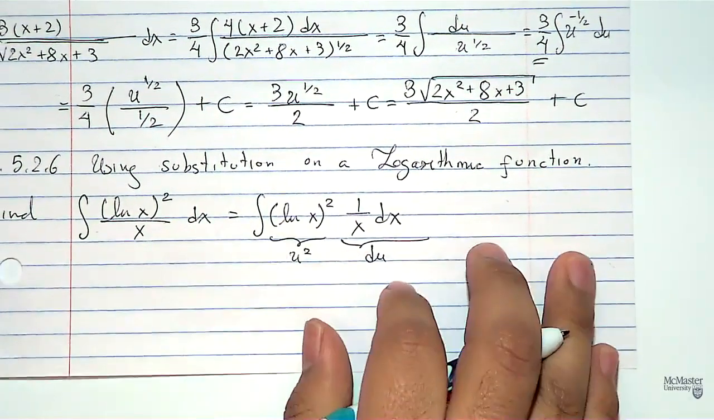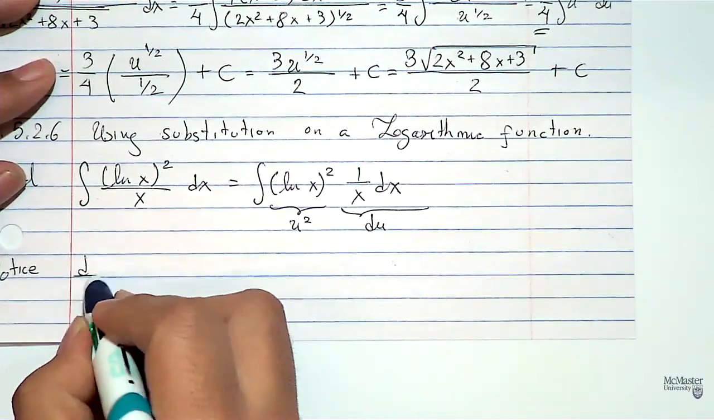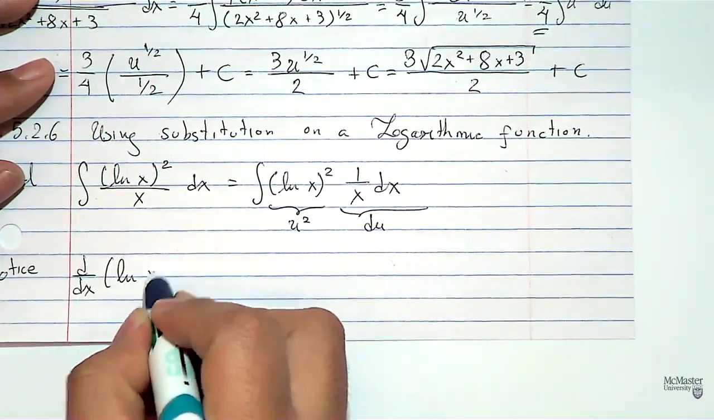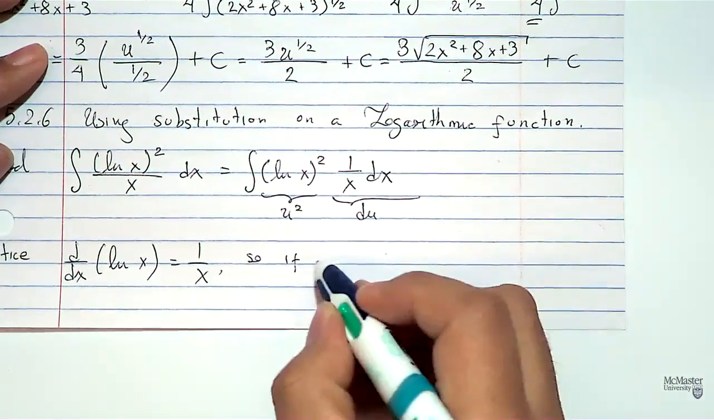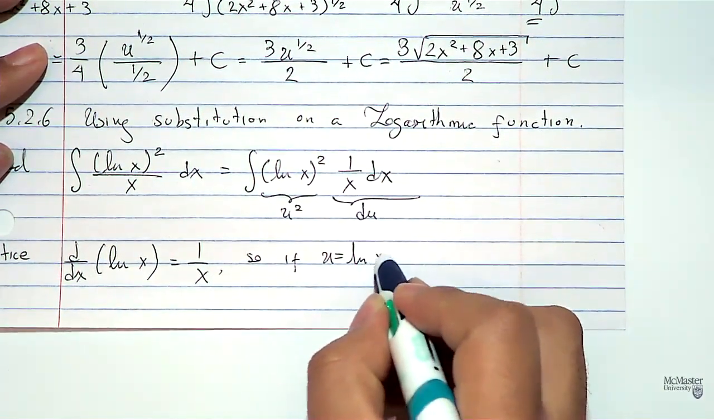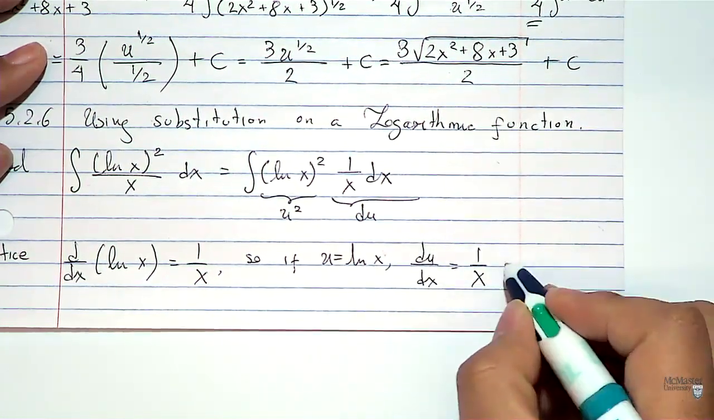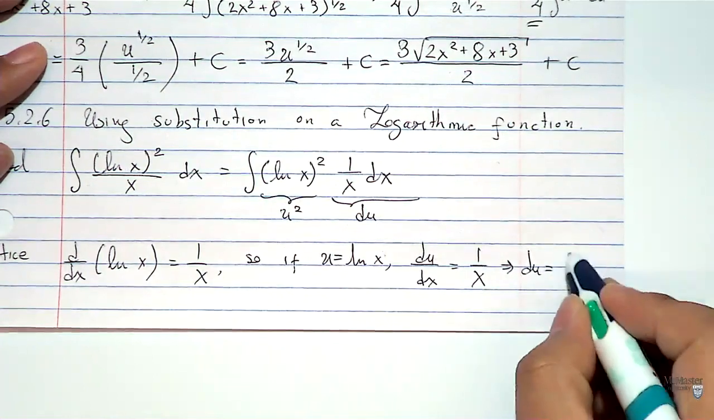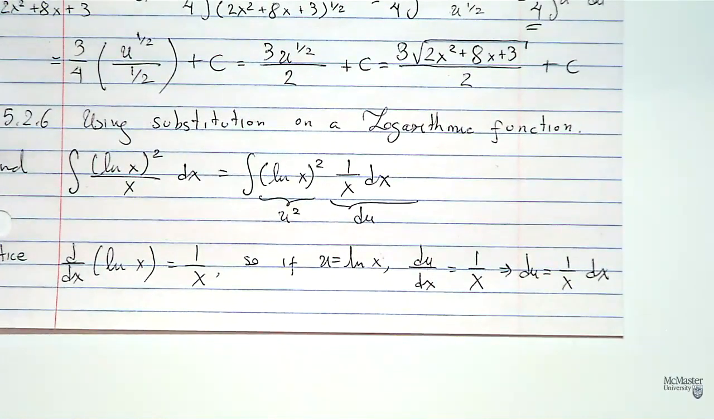All I'm trying to say is that you can notice that the derivative with respect to x of natural log of x is equal to 1 over x. So if you have u of the form natural log of x, du over dx is equal to 1 over x. Therefore du is equal to 1 over x dx. Again, I'm allowed to play with these du and dx because intuitively they are these delta x intervals when I subdivide an interval indefinitely.